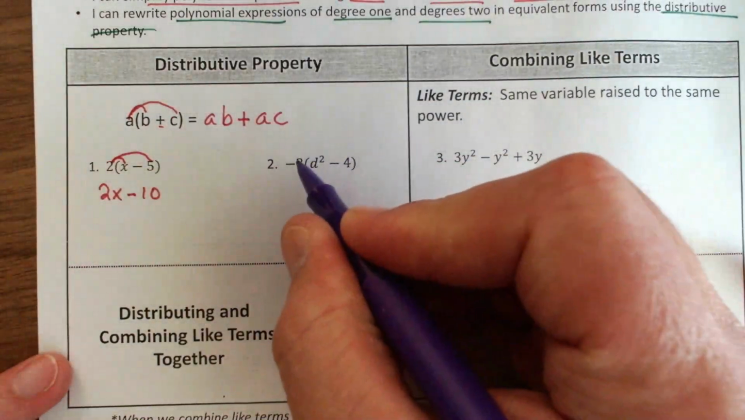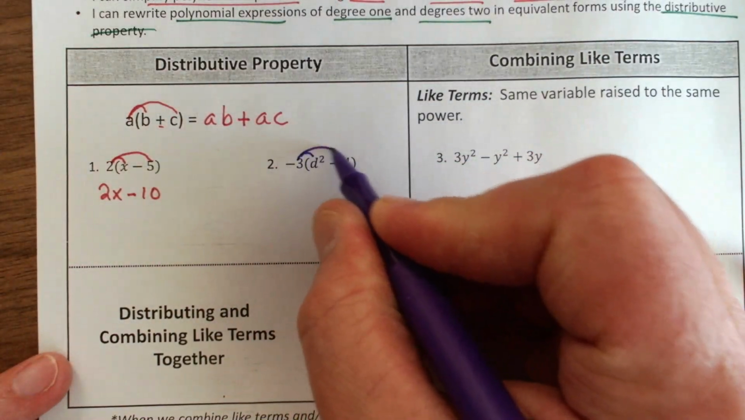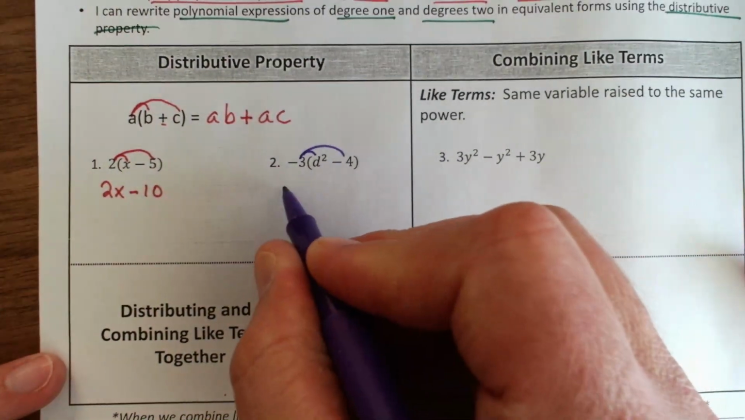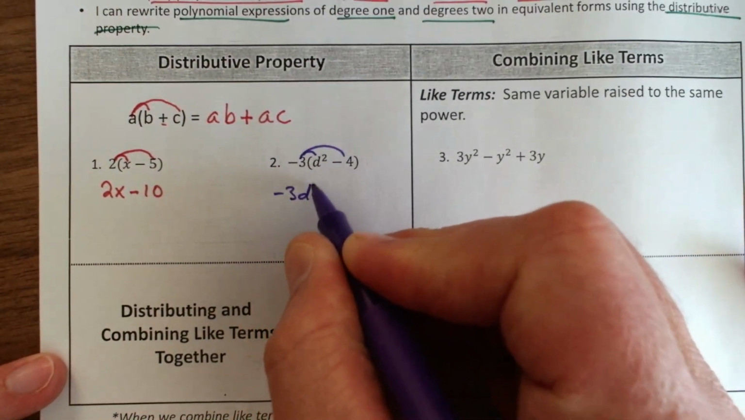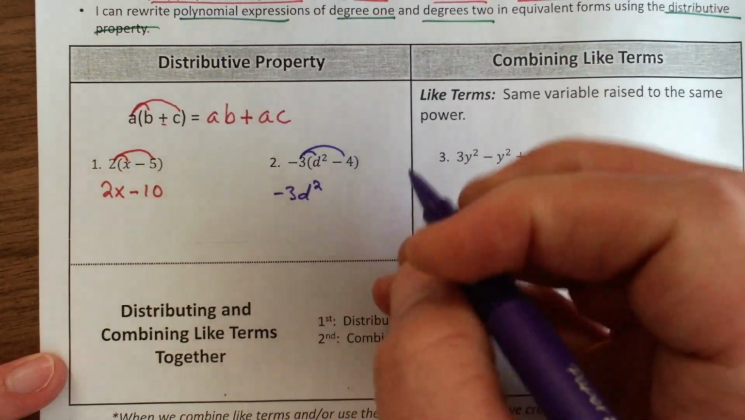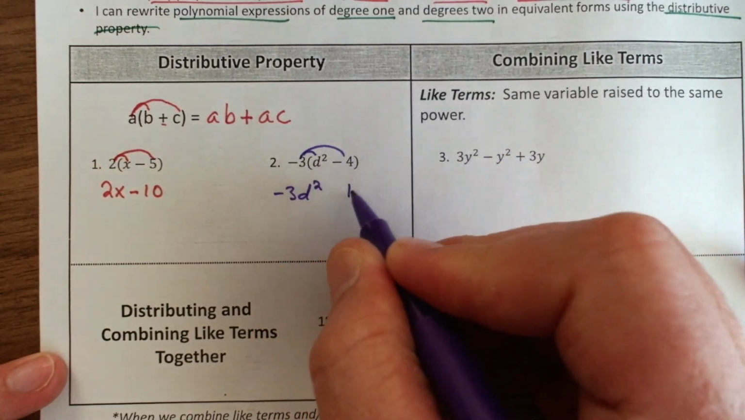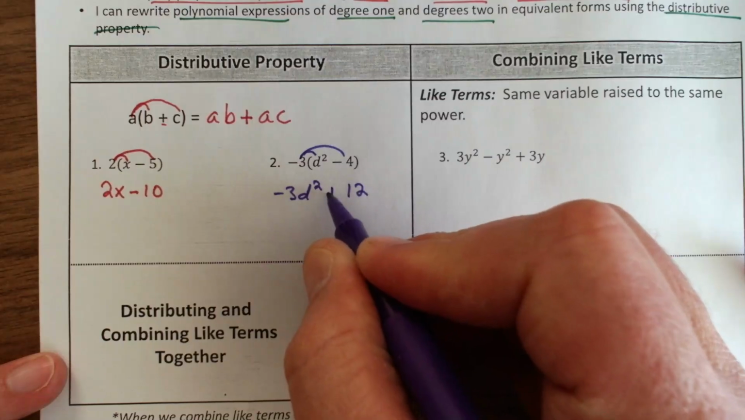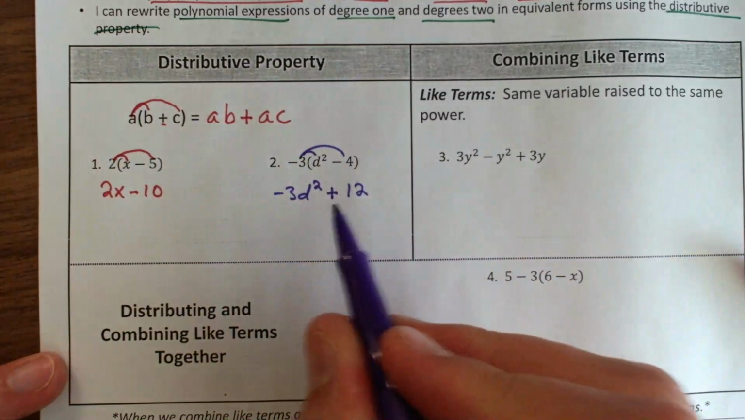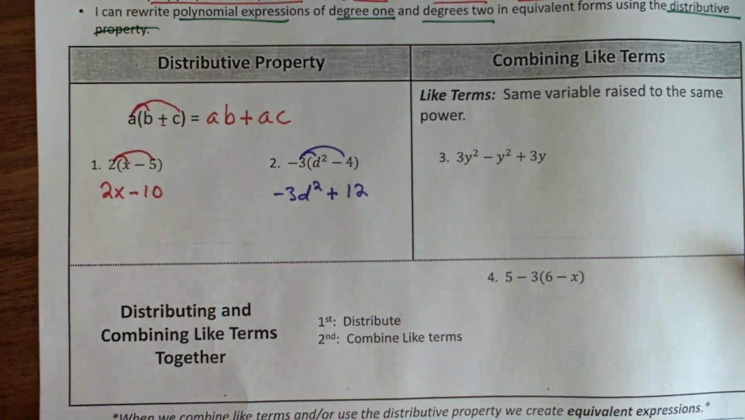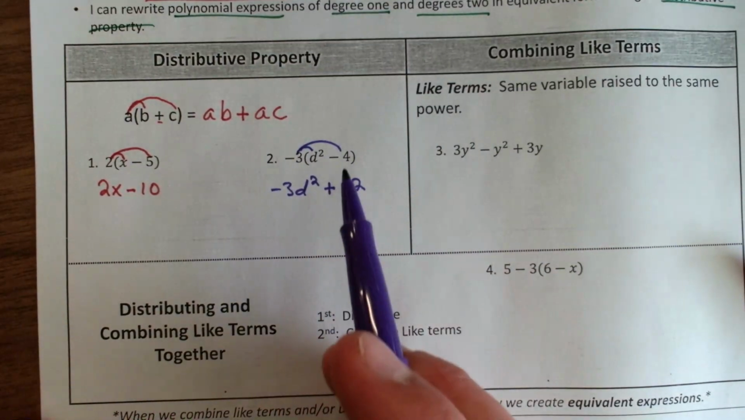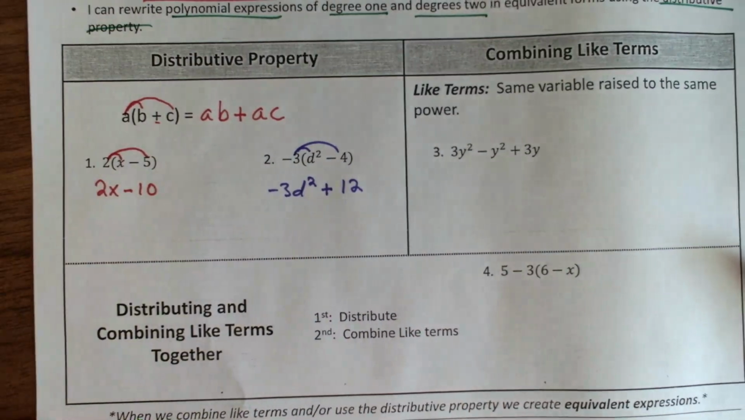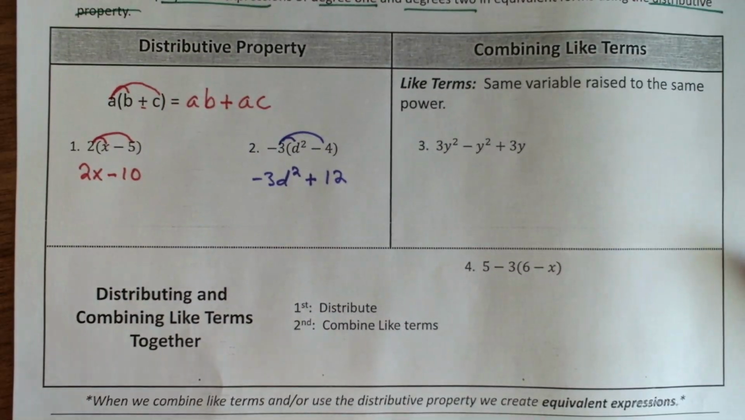Here, we distribute our negative 3 to both of these terms. Negative 3 times d squared is negative 3d squared. Negative 3 times 4 is 12. Negative times a negative becomes a positive. So that becomes positive 12. So that's the distributive property. Everything inside the parenthesis gets multiplied by what's outside the parenthesis and distributed to it.